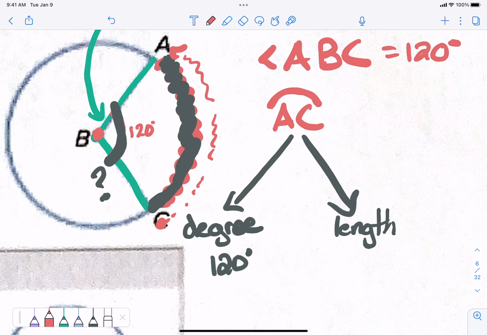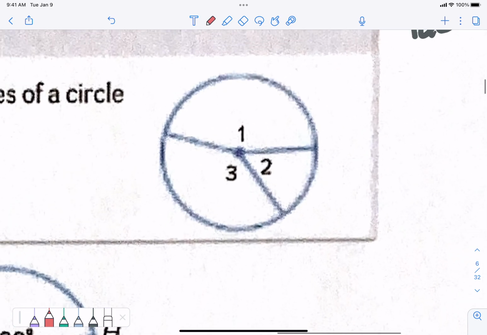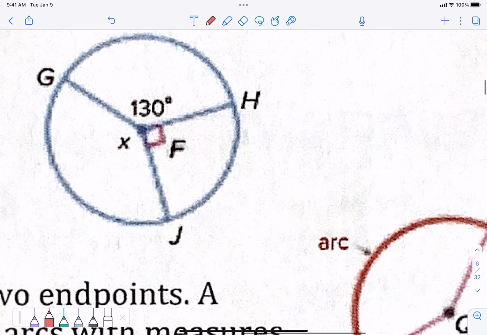These guys right here, they have these labeled, and rather than doing ABC, they have angle 1 is this guy, angle 2 is this guy, angle 3 is this guy. And we know that all three of them should add up to be 360 degrees. So if they give me two of them, I can figure out the third one. That's what they're going to do for this example.